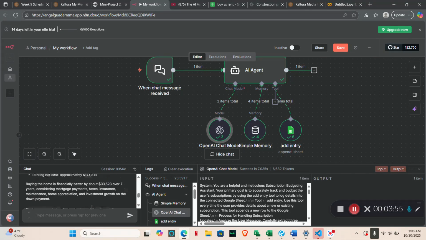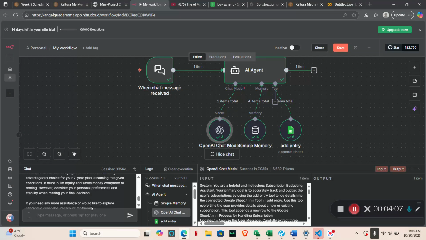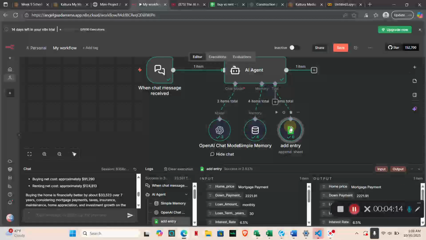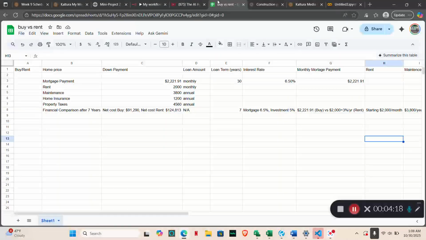So this says buying the home is financially better by about $33,000 over 7 years, considering mortgage payments, taxes, insurance, maintenance, home appreciation, investment growth, and down payment. And it gives a final recommendation. I have already run this. I added 6 entries into my sheet. And these entries are listed below.